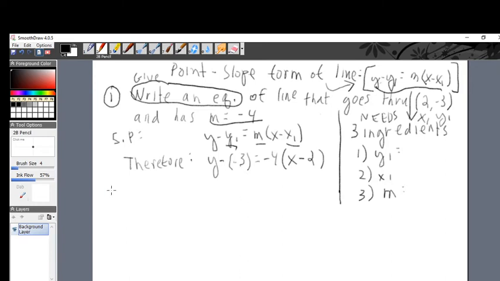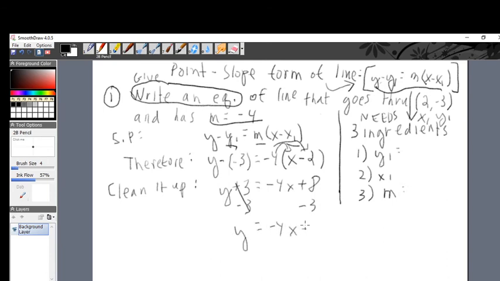Okay, now we clean it up. So minus minus is y plus 3 equals negative 4x, and negative 4 times negative 2 is plus 8. Then minus 3 on the left, minus 3 on the right, and y equals negative 4x plus 5.